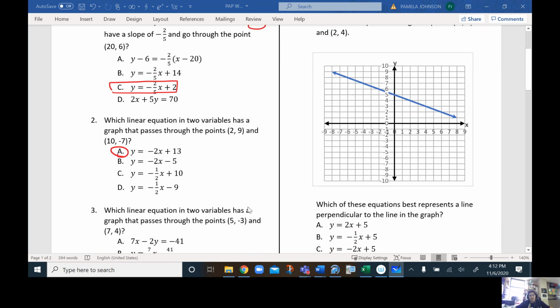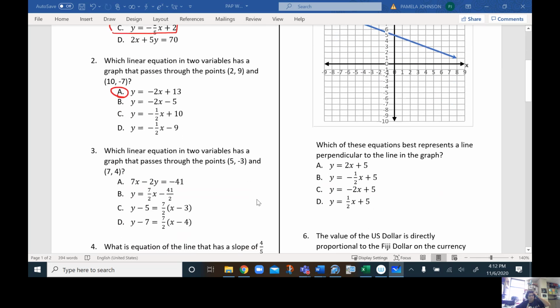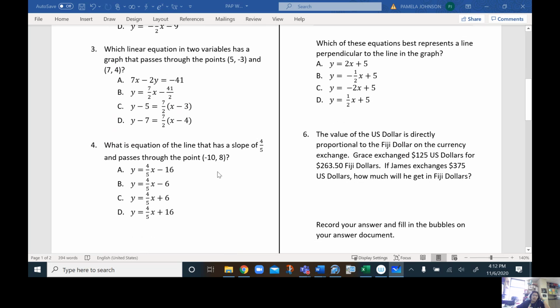For number 3, we'll come back to 5 in just a minute, but for number 3, the linear equation that has a graph that passes through the points (5, -3) and (7, 4).